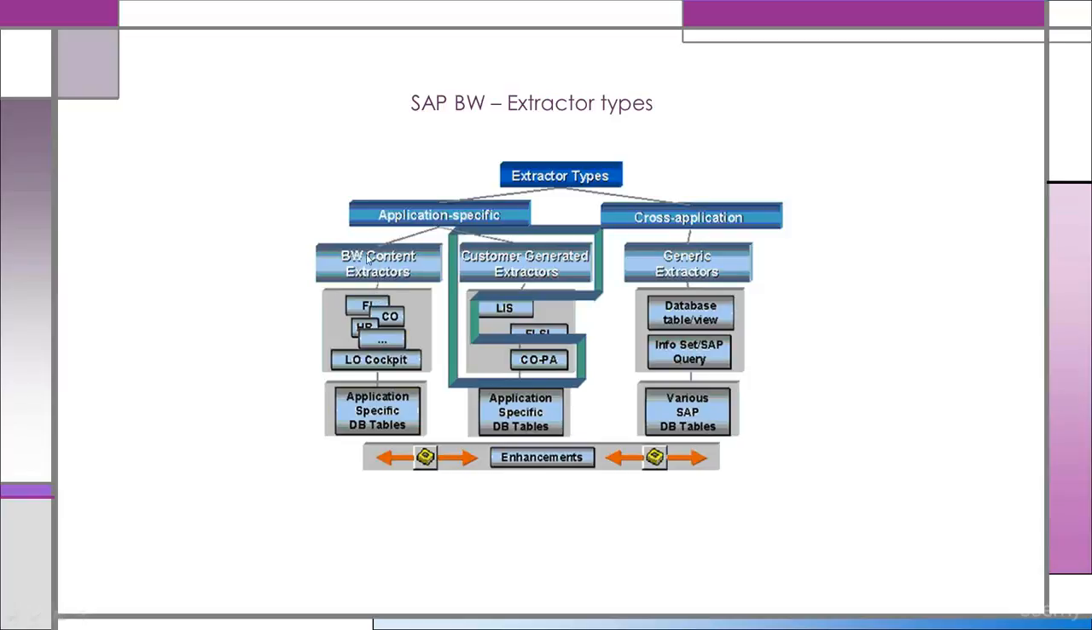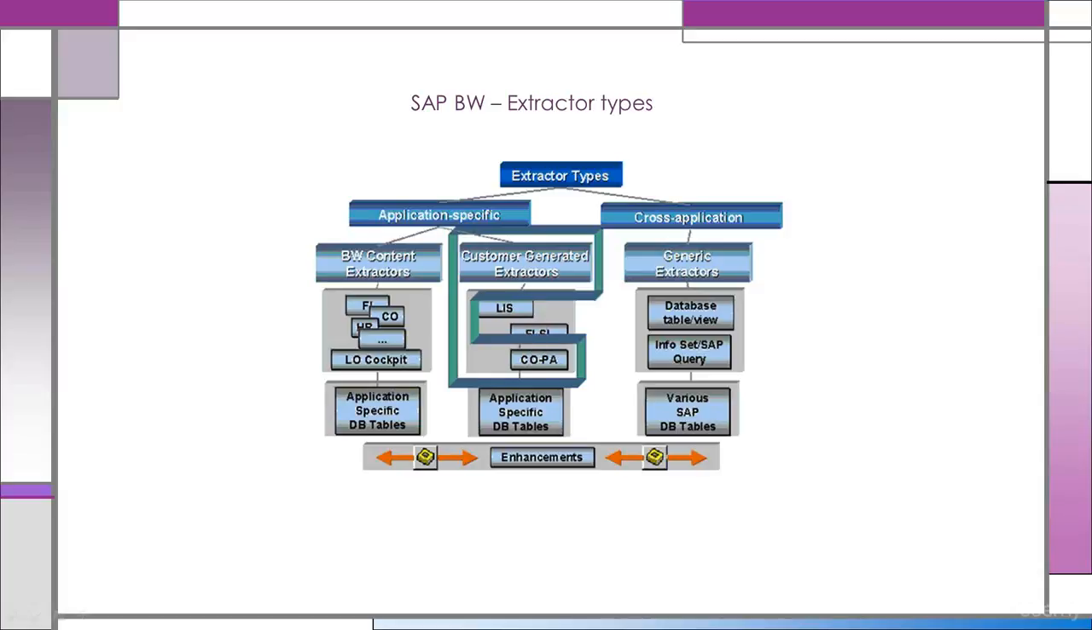Outside of the business warehouse content extractor, there is also something called a customer generated extractor. The meaning of customer generated extractor is basically COPA. You might have heard about it. It's controlling and profitability analysis, right? This is not one application. It's basically the combination of data from multiple different sources. Could be from CO, could be from finance, could be from HR or SD. So when you need to extract data from COPA, because it's not coming from one application, we have to have a customer generated extractor.